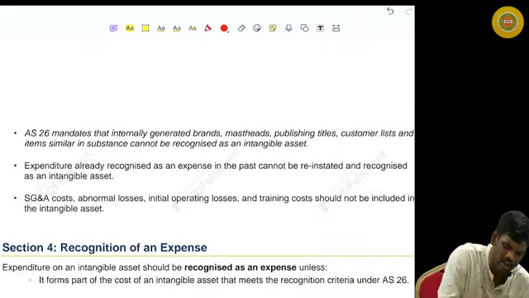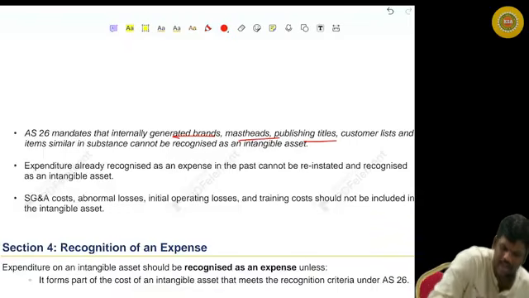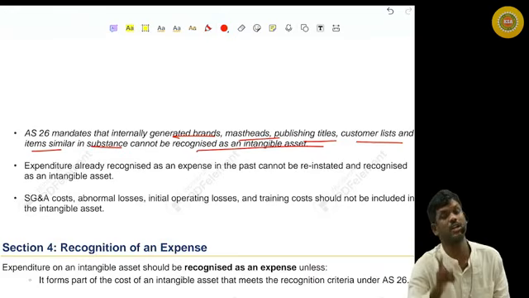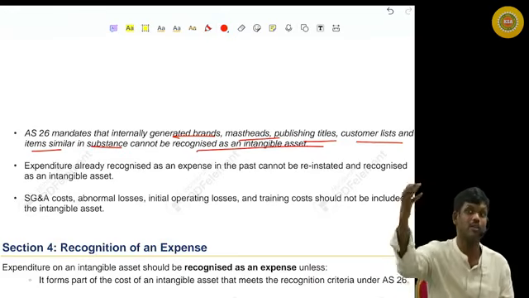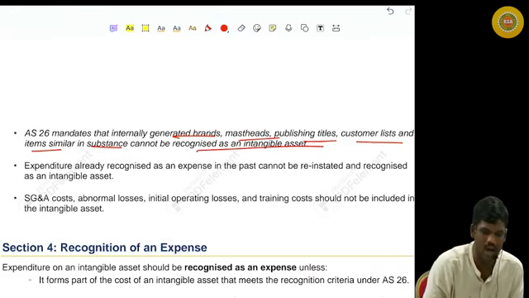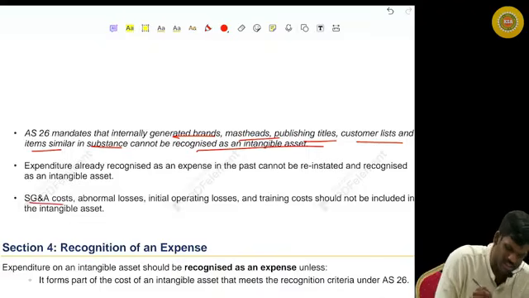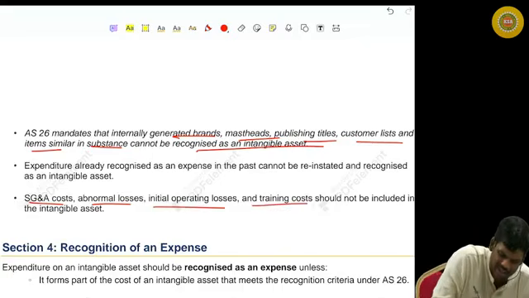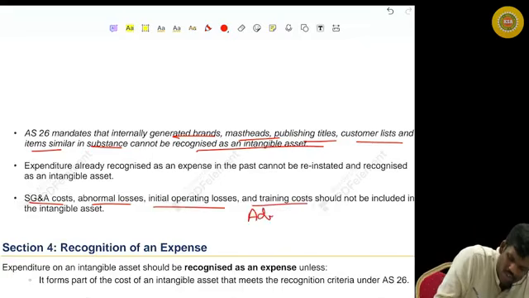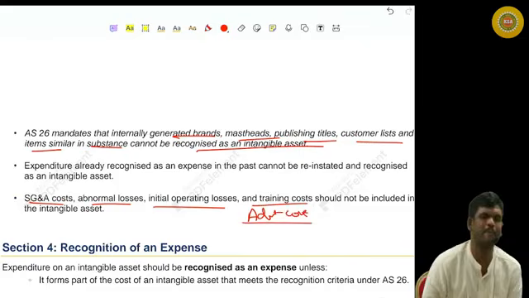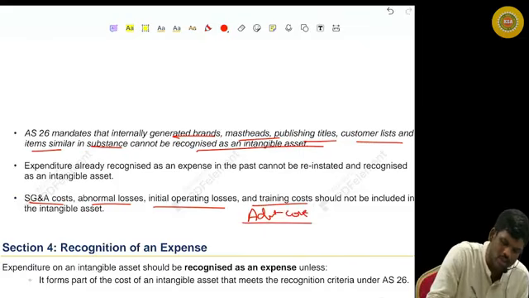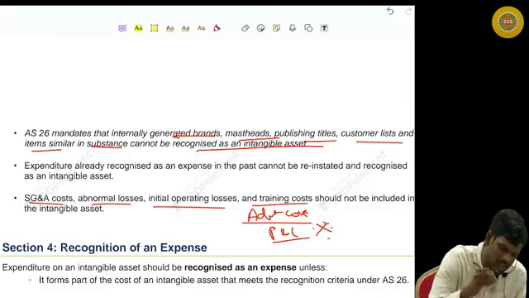I have given that point here: internally generated brands, mastheads, publishing titles, customer lists, and items which are similar to these cannot be recognized as intangible asset only if they are internally generated. If you are separately acquiring them, then you can account them. Okay. And then certain costs like general administrative cost, abnormal losses, any initial operating losses, training cost, advertisement cost, all these can never be capitalized and shown as an asset. All these should be charged to P&L. Remember this also.